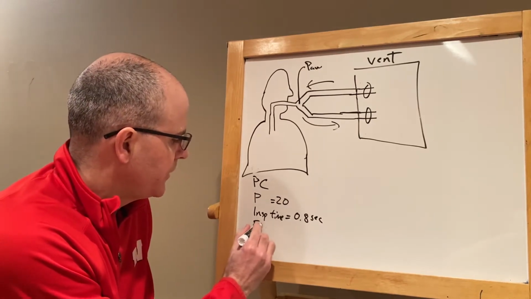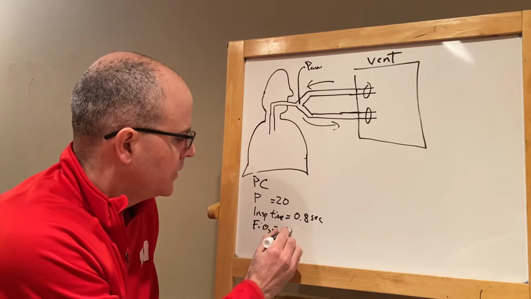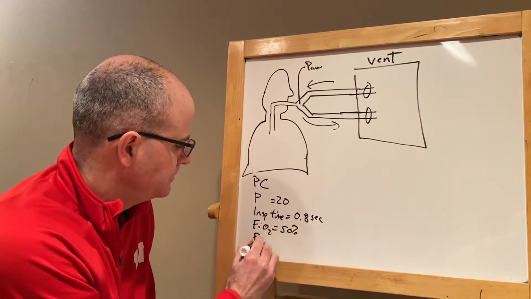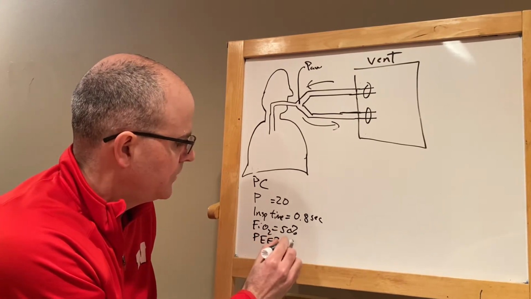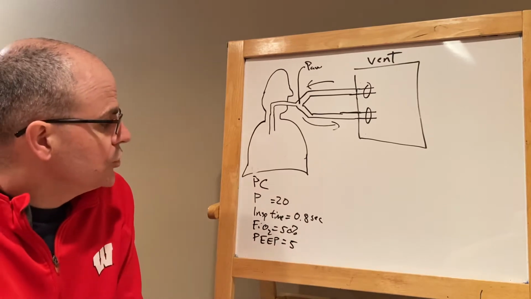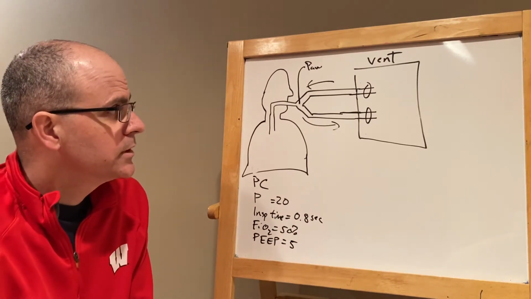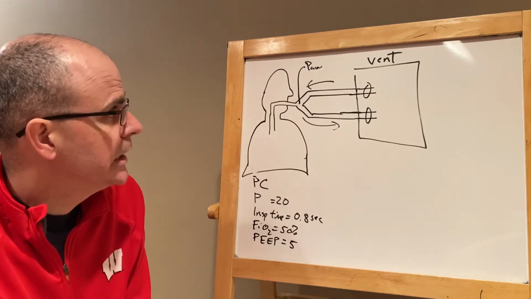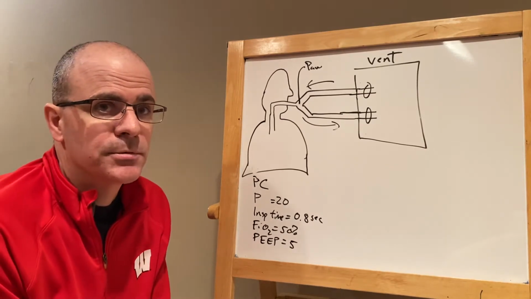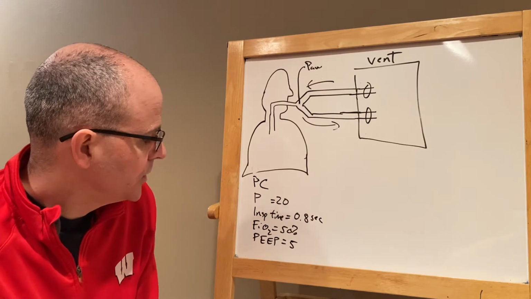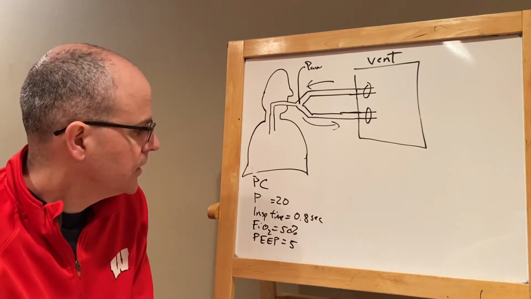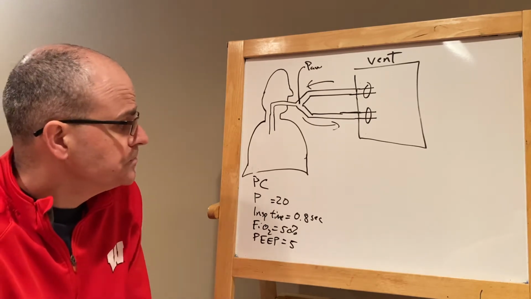Once again, you'll set an FiO2. And once again, you'll set a PEEP, maybe 5. You do not set a flow. Flow will depend upon what's going on with the lungs and what pressures you set and what's going on with the patient's inspiratory muscles or expiratory muscles, what they're doing or not doing. But you don't set the flow.